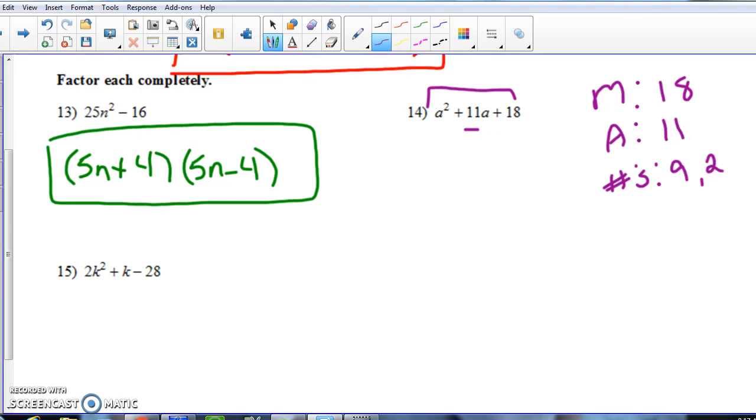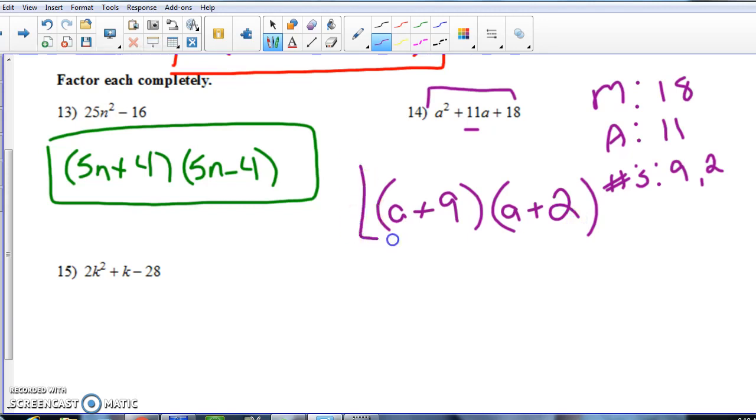Now, once I've figured out those numbers, those are the keys to factoring this trinomial, meaning this is going to factor into two binomials similar to the last one. If my numbers were positive 9 and positive 2, then my factors become a plus 9 and a plus 2. Again, the order doesn't matter. I could have put the a plus 2 first and then the a plus 9. Either way, if I multiplied these binomials, I would end up with the original trinomial that I started with.